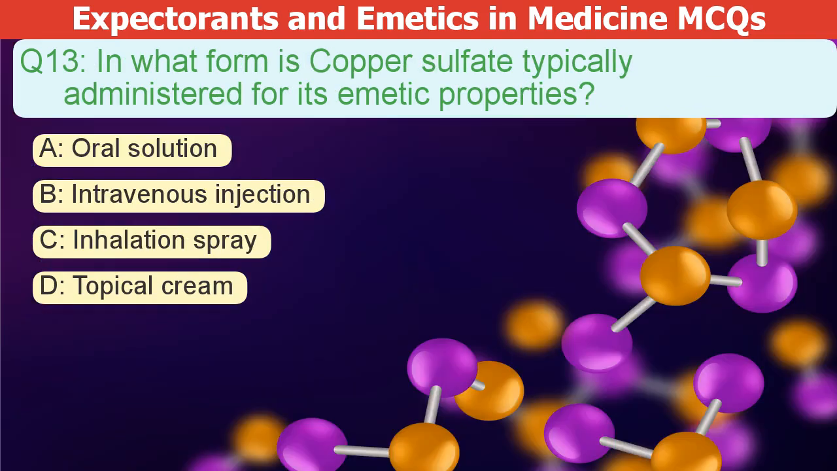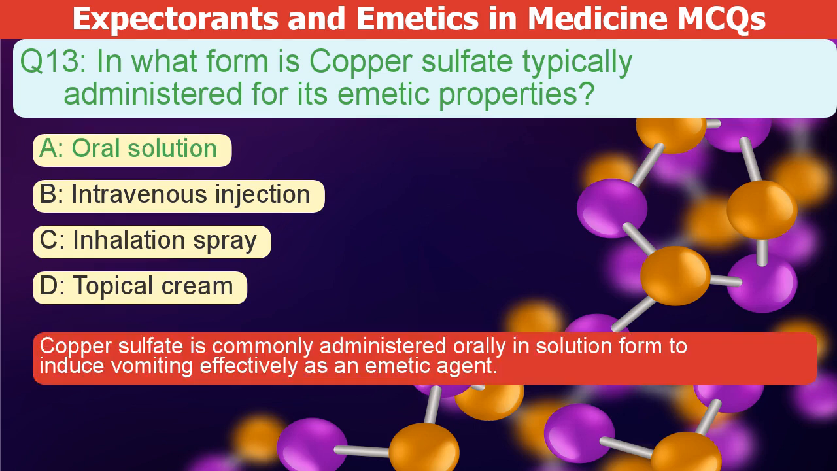In what form is copper sulfate typically administered for its emetic properties? A. Oral solution. B. Intravenous injection. C. Inhalation spray. D. Topical cream. The correct answer is A. Copper sulfate is commonly administered orally, in solution form, to induce vomiting effectively as an emetic agent.